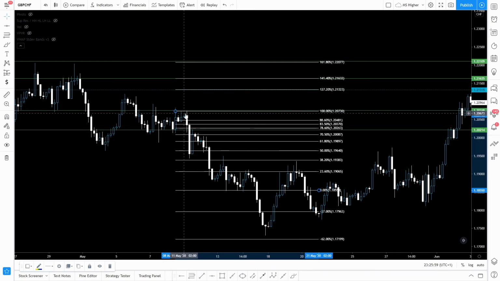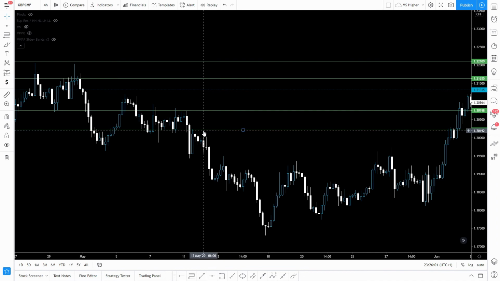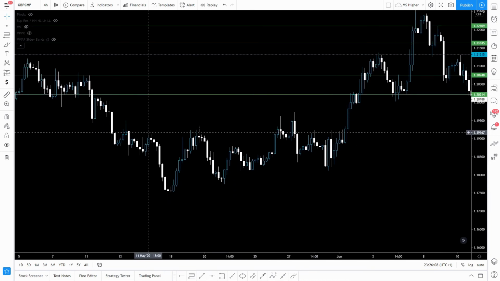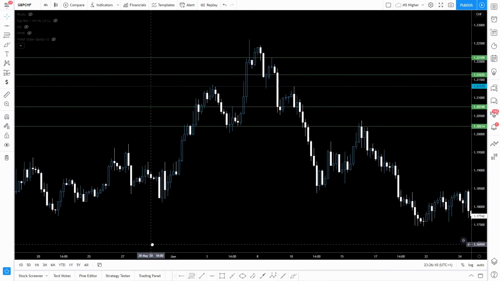But by then, most times you move your stop loss to break even or to cover your cost, and you just let it run risk free, and start trailing that stop loss. But yeah, that's a nice little trade right there.